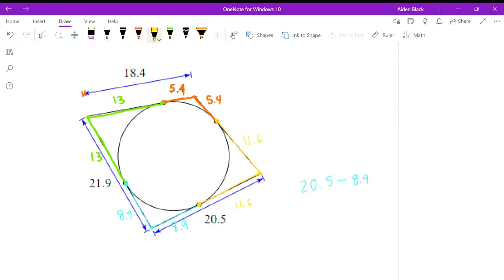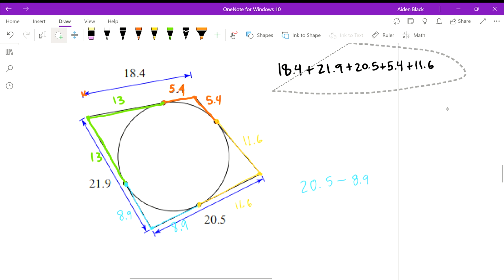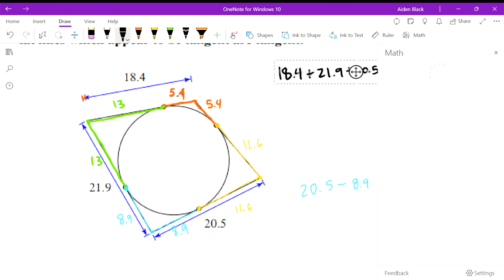Okay, we have all the sides now, and all we have to do is add them all up. So 18.4 plus 21.9 plus 20.5 plus 5.4 plus 11.6. Let's see if that'll give it to us. Okay, looks good. 77.8, that's what I'm getting, so 77.8.